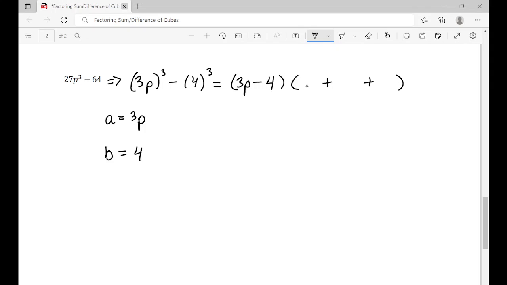Here is a squared, so 3p squared, which is 9p squared. In the middle goes a times b, so 3p times 4, which is 12p. And then last is b squared, which is 4 squared, so 16. And here is the factored form of this binomial.